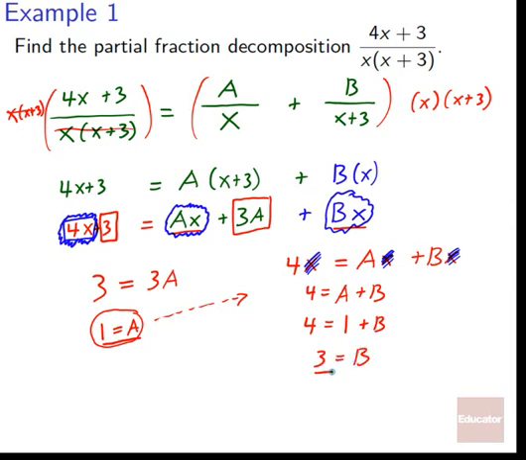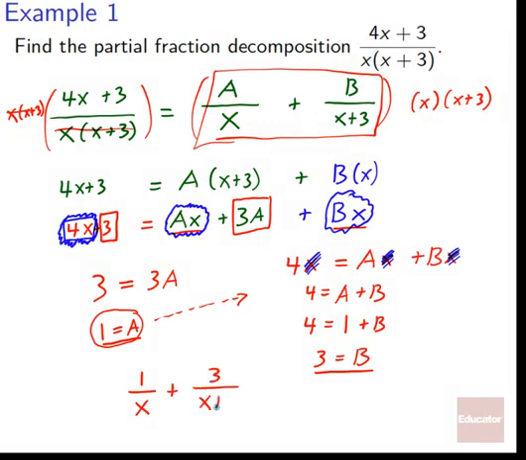So at this point, we've figured out what a is. We've figured out what b is. So we can now go back to our partial fraction decomposition. We can plug in actual numbers, and we have what that is equivalent to. And we've got 1 over x plus 3 over x plus 3. And there's our answer. Great.